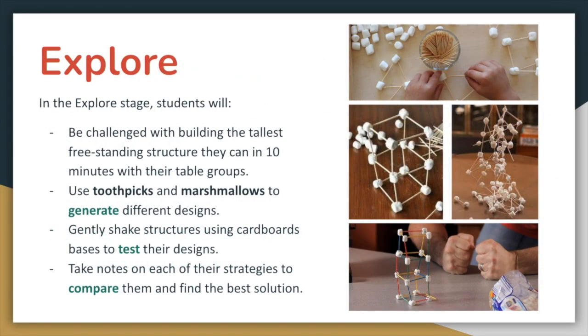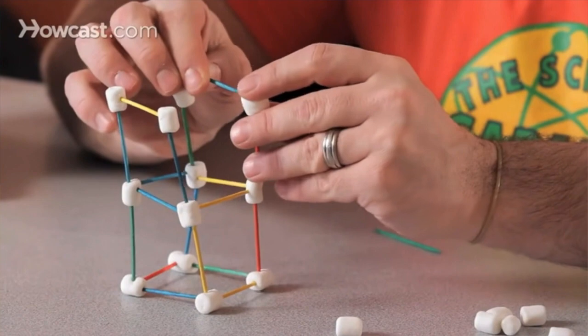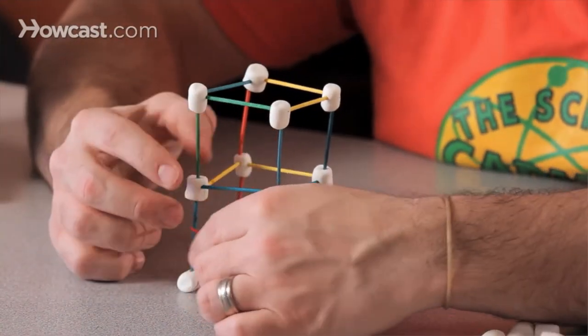And now finally we are at the explore stage, and this is kind of our big activity that we'll be basing off. So in the explore stage, students will be challenged with building the tallest freestanding structure they can in 10 minutes with their table groups, and they're building these towers out of marshmallows and toothpicks, kind of like the pictures you see on the right, and they'll be generating different designs.